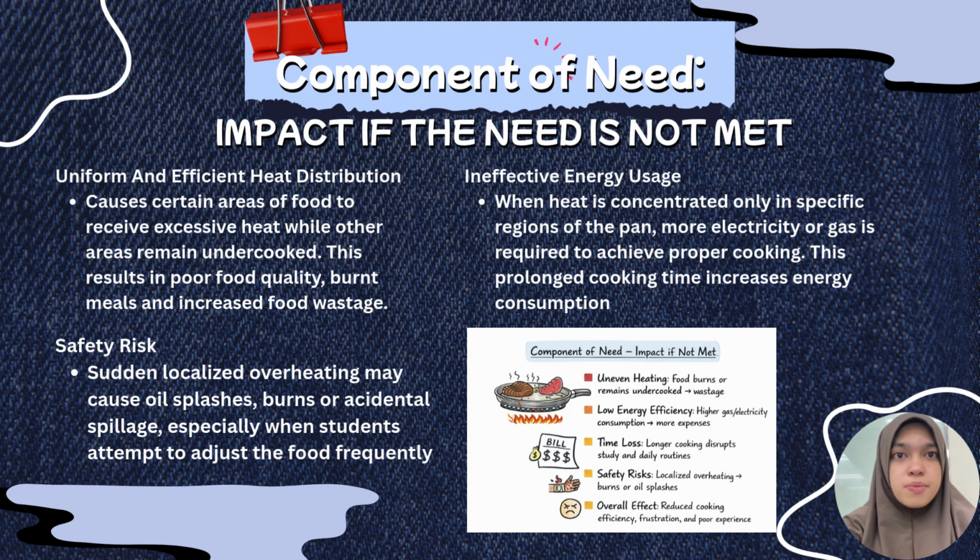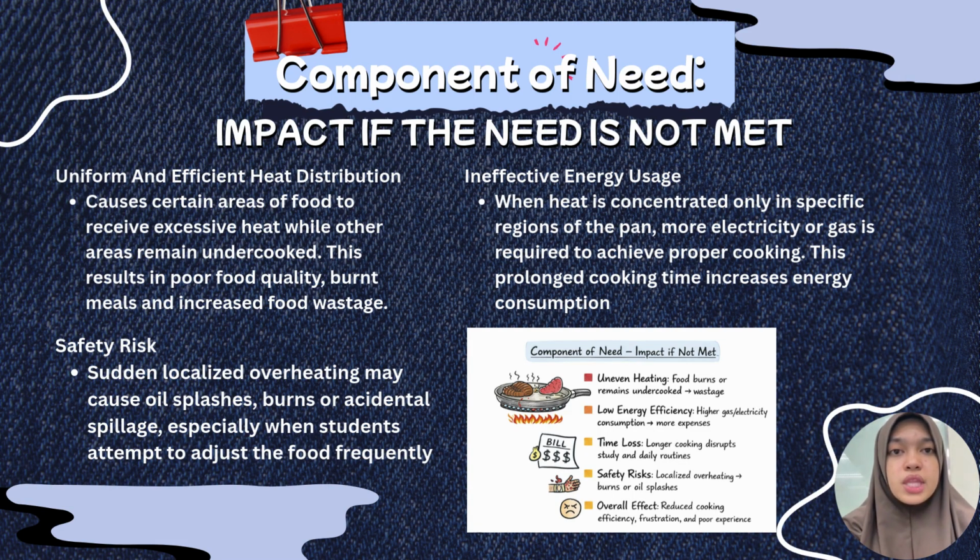Component of need: impact if the need is not met. If the need for uniform and efficient heat distribution is not addressed, students will continue to face multiple challenges in their daily cooking activities. Uneven heating causes certain areas of food to receive excessive heat, while other areas remain undercooked.